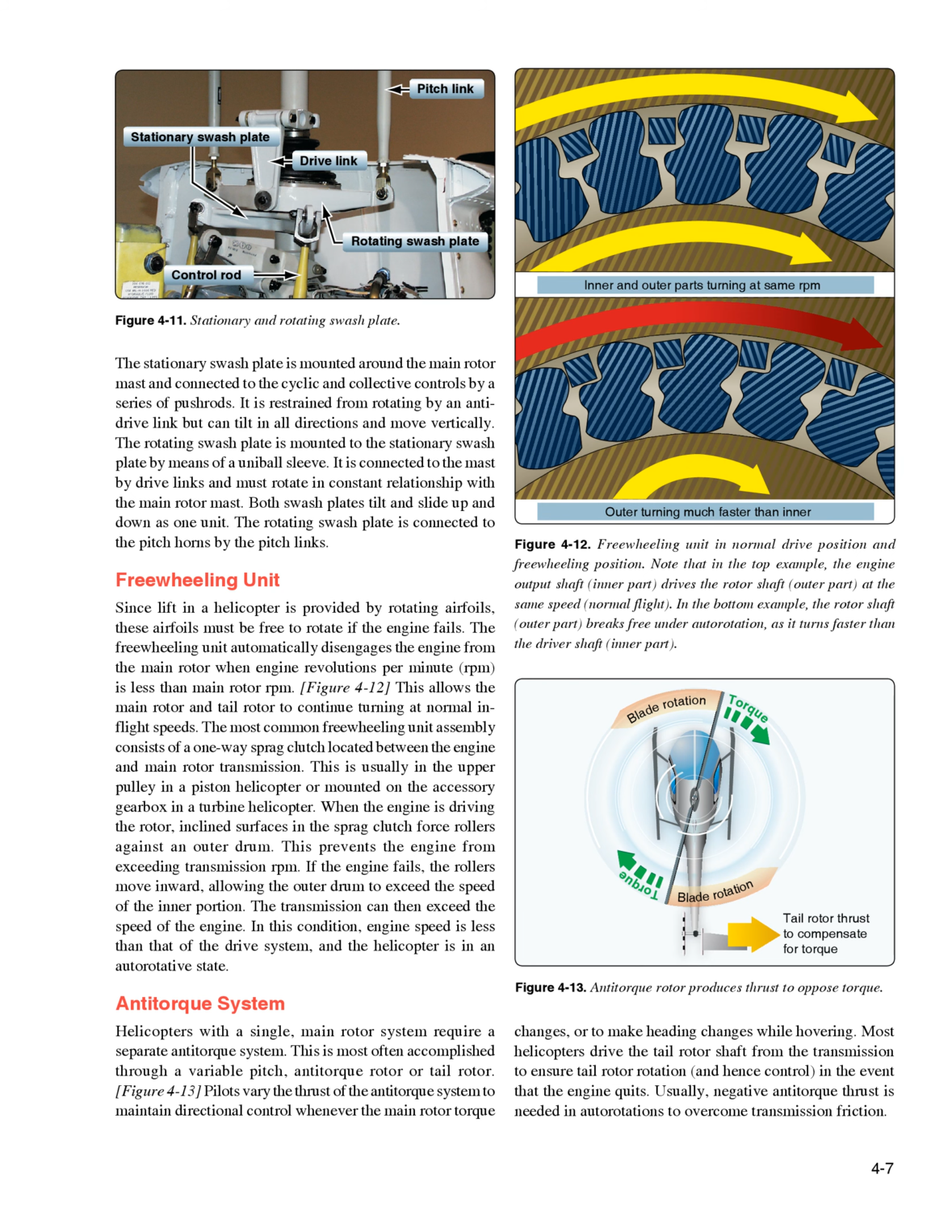Anti-torque system. Helicopters with a single main rotor system require a separate anti-torque system. This is most often accomplished through a variable pitch anti-torque rotor or tail rotor. Figure 4-13. Pilots vary the thrust of the anti-torque system to maintain directional control whenever the main rotor torque output changes, or to make heading changes while hovering.